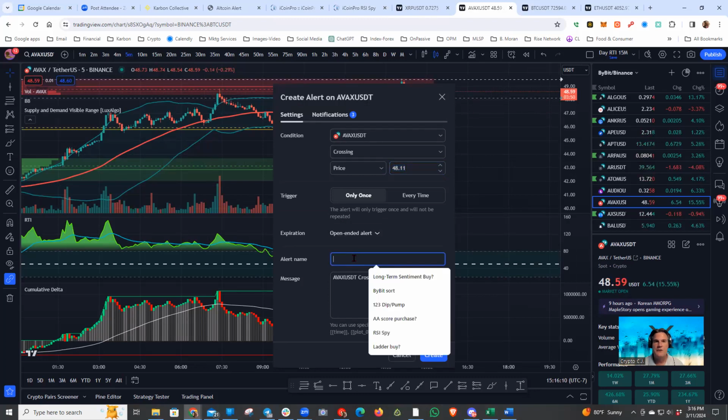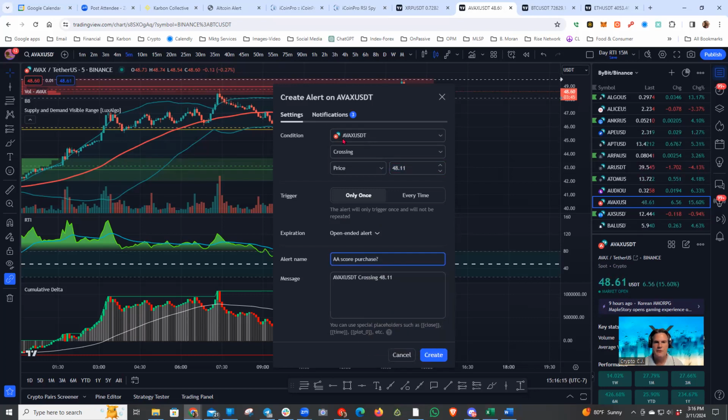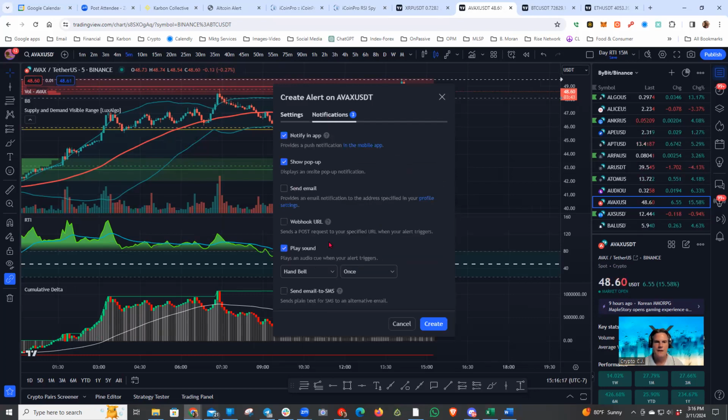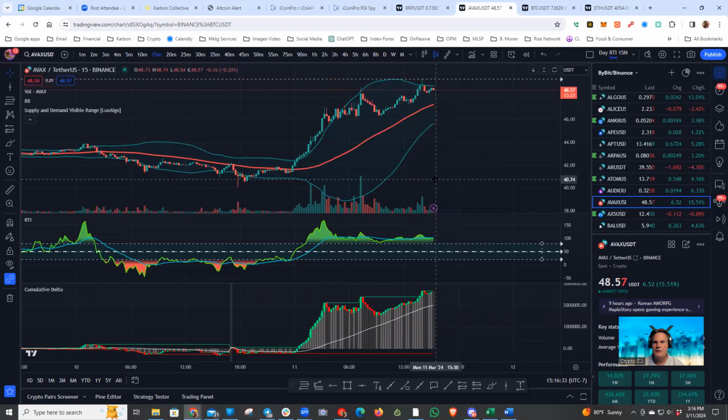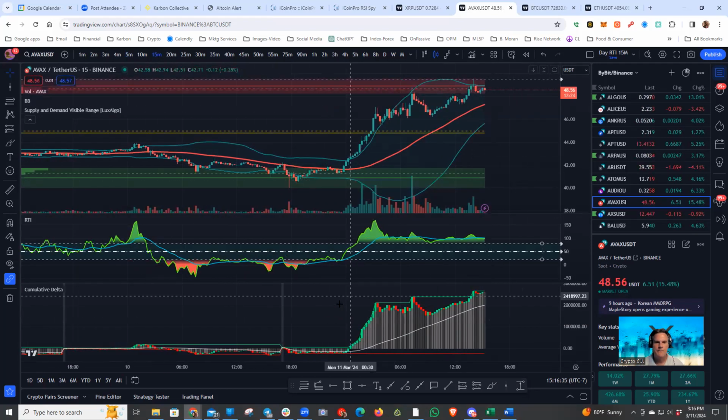I usually use the information source as the name, AA score purchase. I've used that a lot, so it remembers it. And I'm going to notify on my app on my phone, pop up on my computer screen, and play a sound also on my computer screen. And for this one, I'd probably use 3 notes reverb or something like that. But I prefer alerts on the 15-minute chart on indicators. So there's a couple ways to go about this.